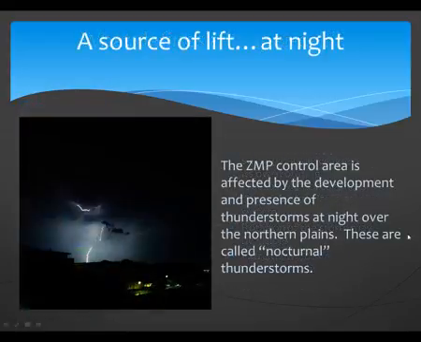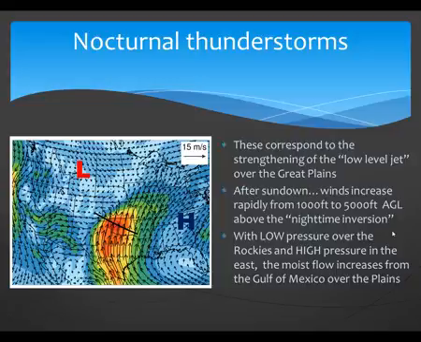Another type of thunderstorm we should talk about that doesn't necessarily fit into these other categories are the nocturnal thunderstorm development that we get in the Minneapolis region. These correspond to the strengthening of what we call the low-level jet over the Great Plains, and they occur after sundown. That's kind of counterintuitive, because normally you think of thunderstorms developing during the heat of the day.